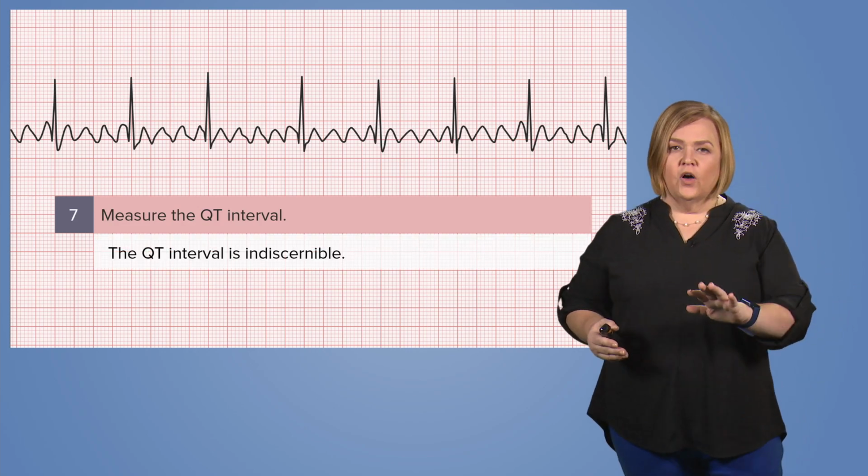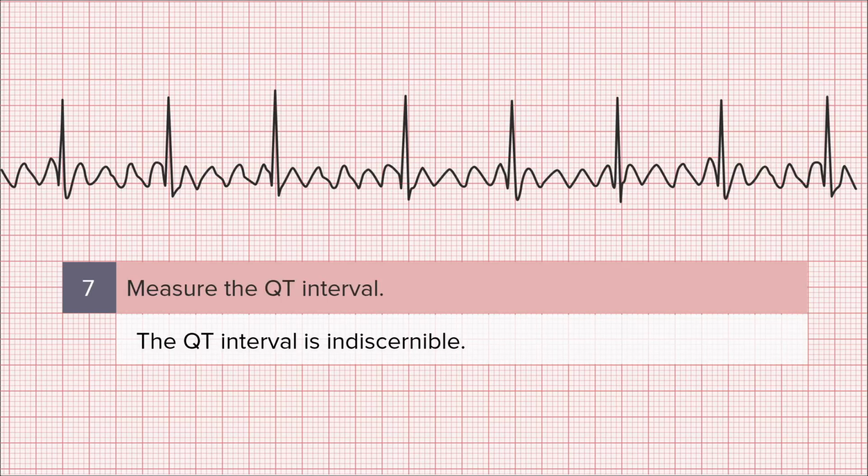So pause and recall. I want you to develop a list in your notes of the 7 steps, which parts can be measured in atrial flutter and which parts cannot.